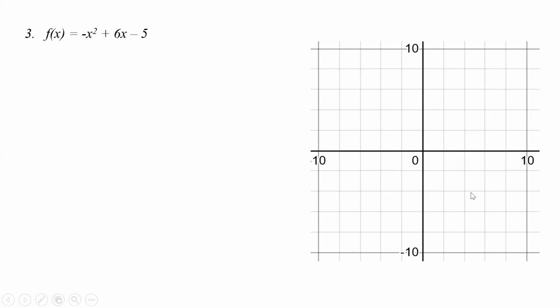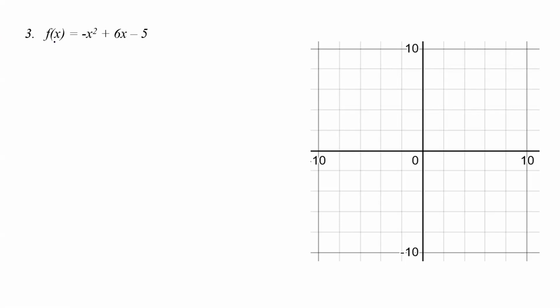All right, what about the next one? And again, all these are going to be doing the same thing. We're looking for the 5 properties. We're going to plot what we can and draw as close a semblance to a parabola as we can with the tools we have with us here.